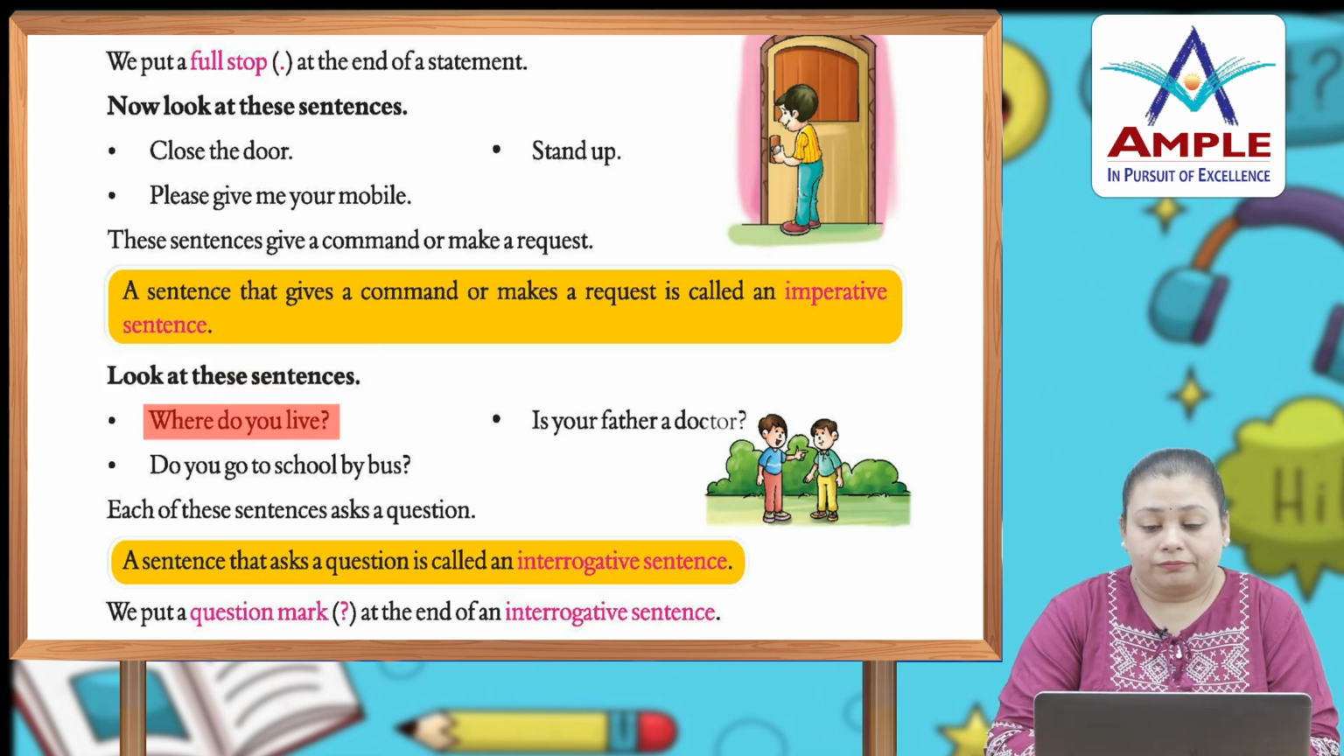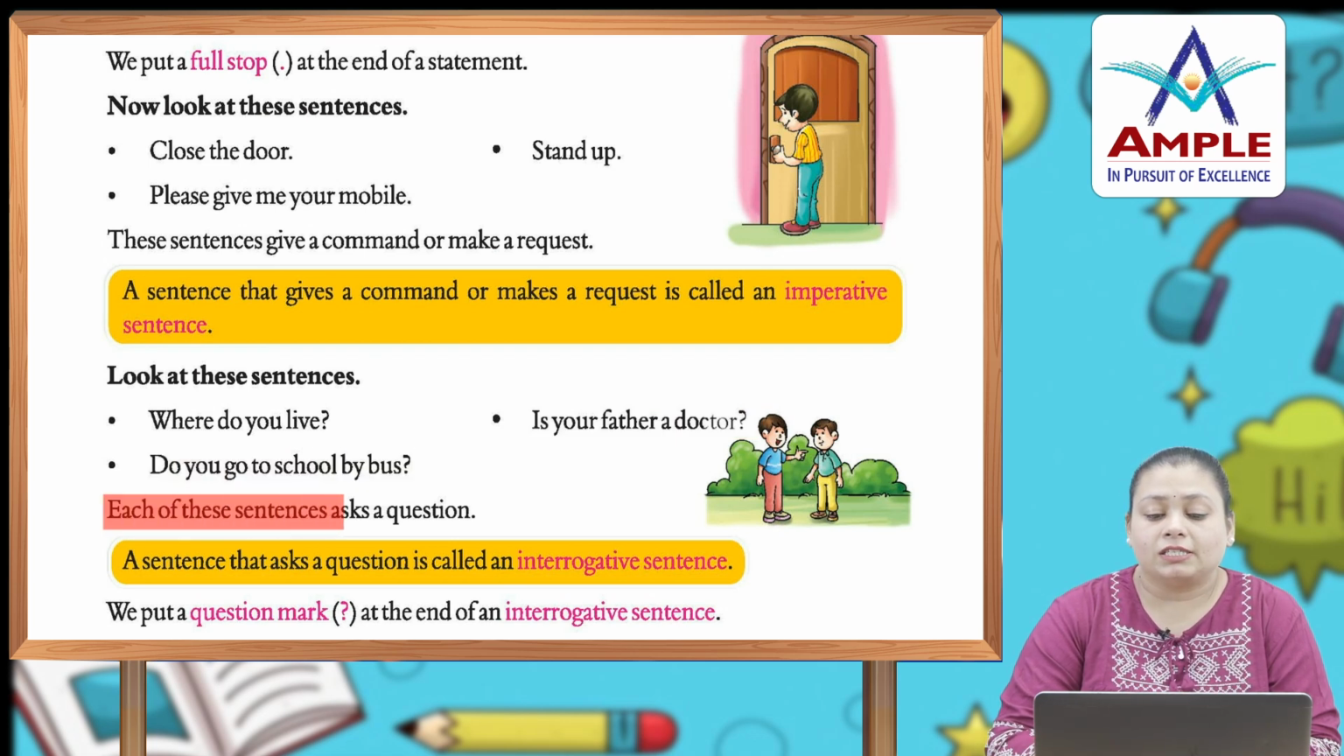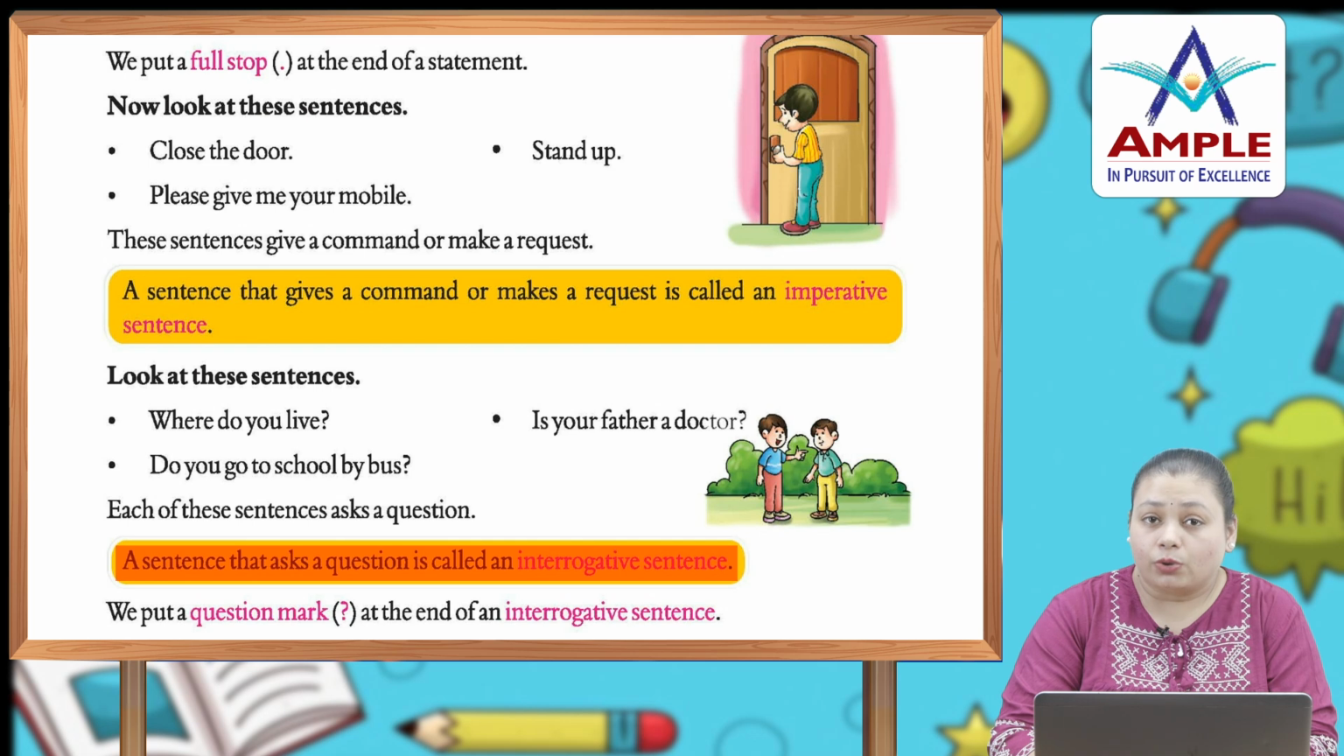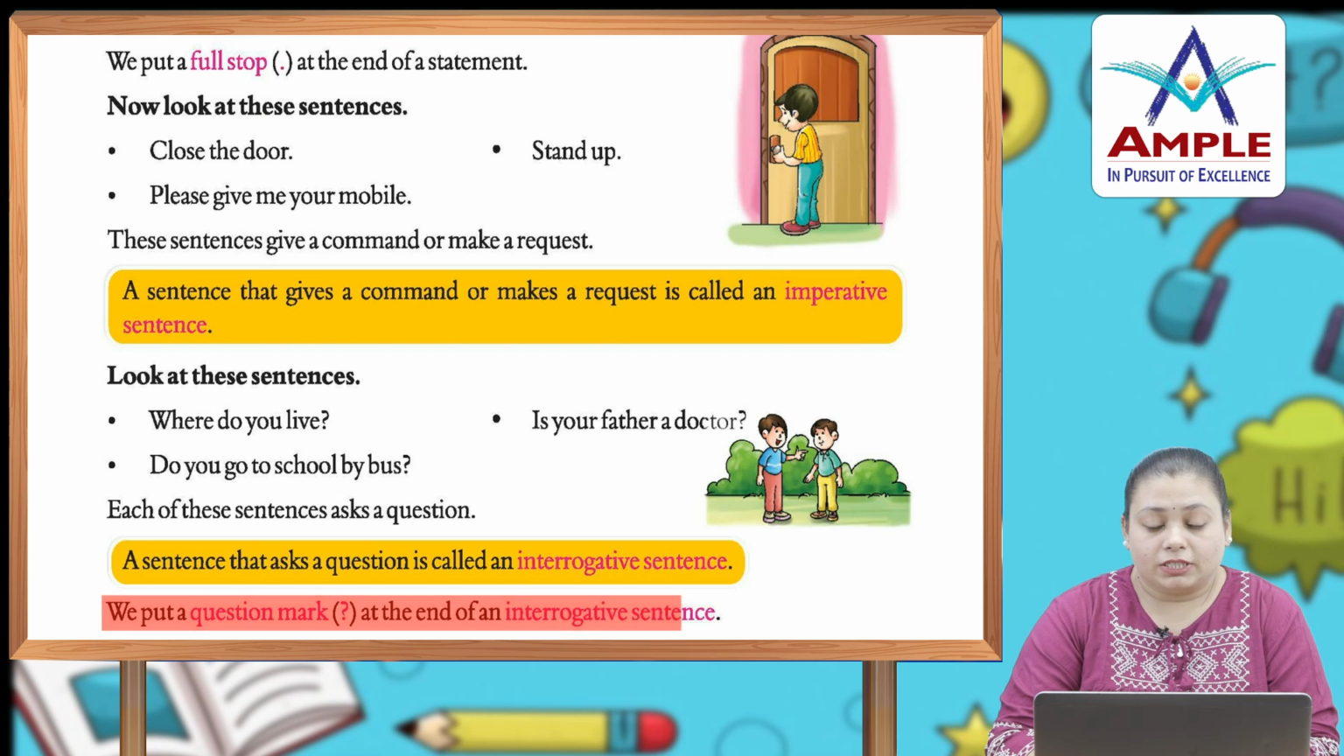Now look at these sentences. Where do you live? Is your father a doctor? Do you go to school by bus? Each of these sentences asks a question. A sentence that asks a question is called an interrogative sentence. We put a question mark at the end of an interrogative sentence.